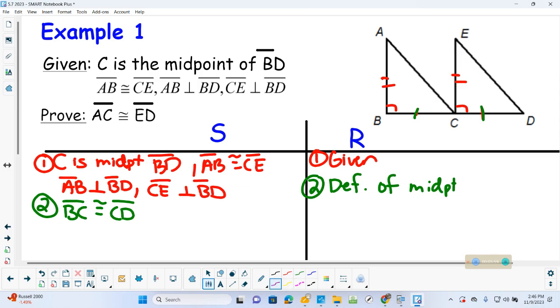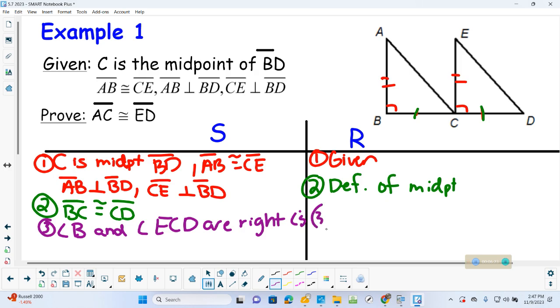Well, I put the right angle symbols on those, so I first need to say they're right angles. I'm going to say angle B. Now, unfortunately, I can't just say angle C, because C is the vertex on multiple angles. I'm going to use the 3-letter name. I'm going to call it ECD. ECD are right. Okay, what in the given prompted me to put those right angles on? Definition of perpendicular. And you can use this symbol or abbreviate like I am, whatever you want to do there.